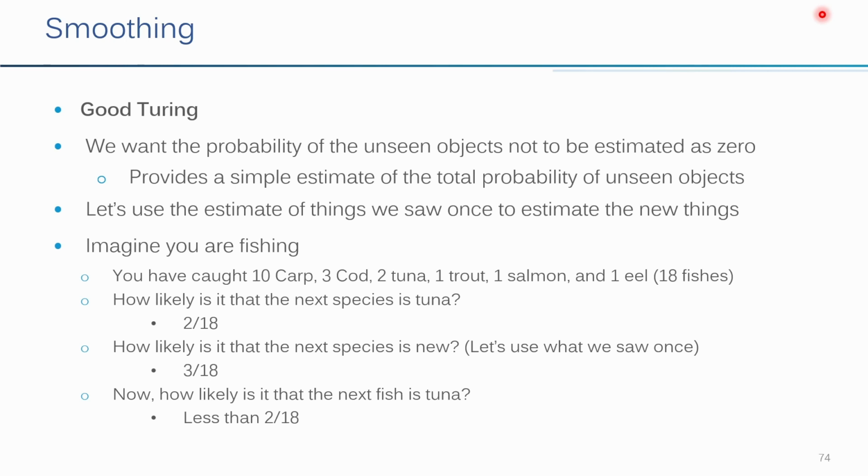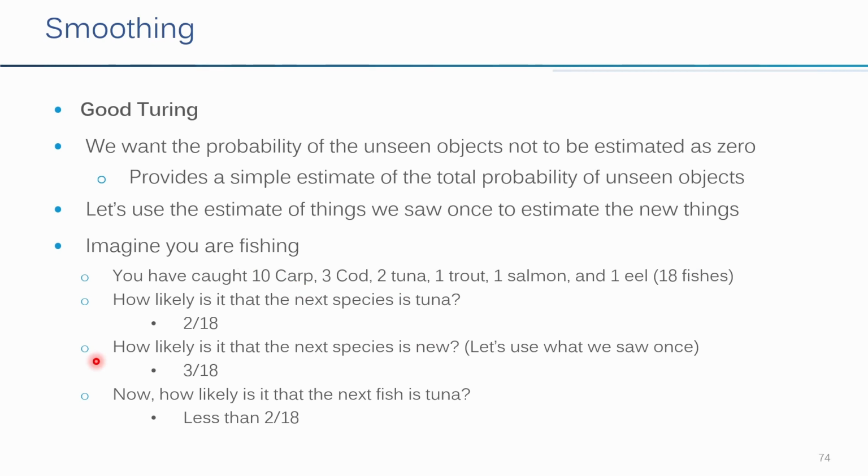So imagine that in this scenario we have a bunch of fish here: 10 carps, 3 cods, 2 tunas, a trout, a salmon, and an eel. If we ask what is the probability of the next species being tuna, it's straightforward because we have this in our training set, so it's 2 by 18, because we know everything here. Now, what if I have a new species that is not in my training set? How do I estimate this?